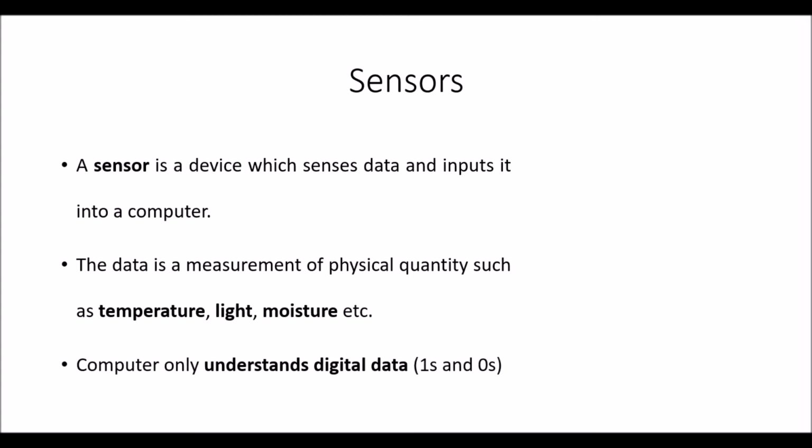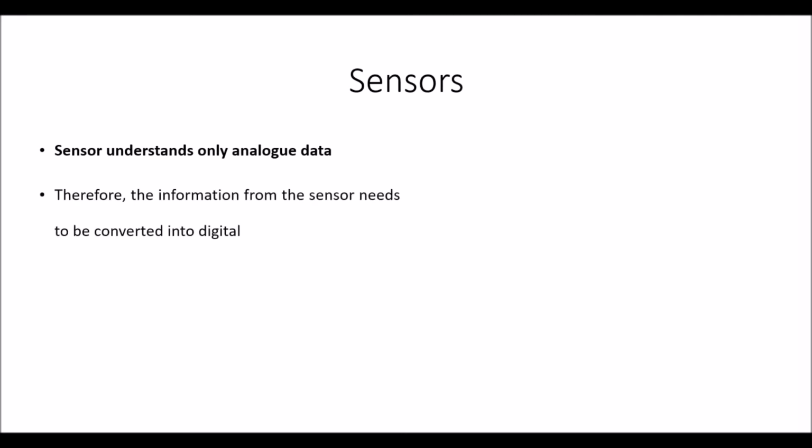Then the computer only understands digital data, while sensors actually understand analog. The computer we are using never understands analog. It understands digital. Digital means binary, 0 and 1. That's the only thing a computer understands. But the sensor only understands analog. You might be thinking, what is that analog? Analog is just normal information. Just the way I'm speaking, as I'm speaking, it is analog data, right? Like 1, 2, 3, 4, 5, 6, A, B, C, D, E, F, everything is analog.